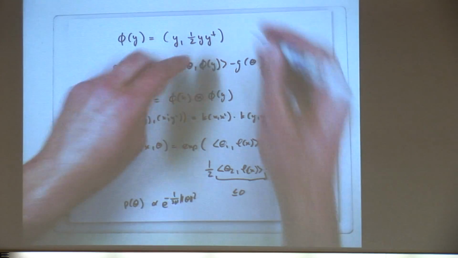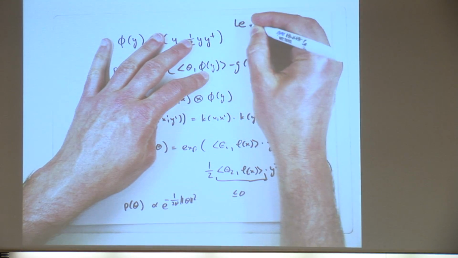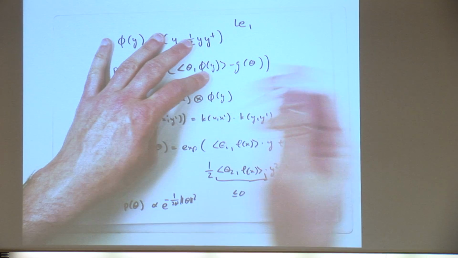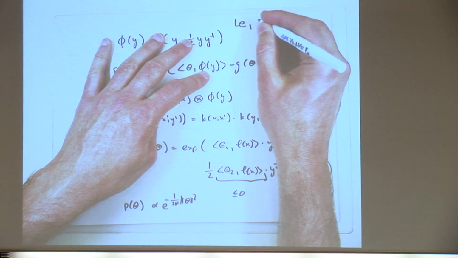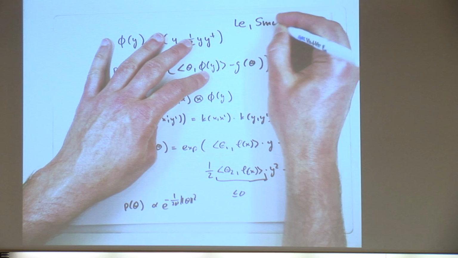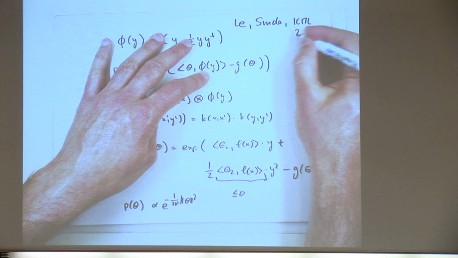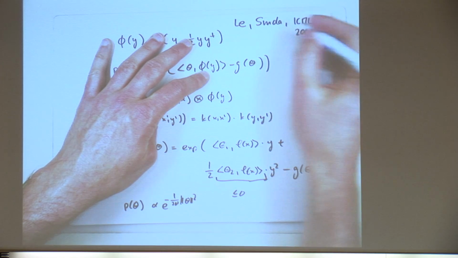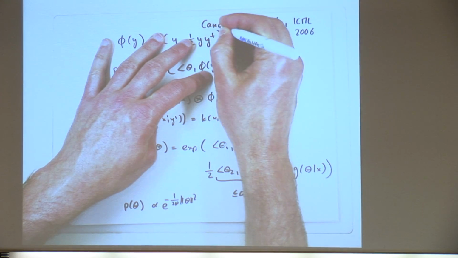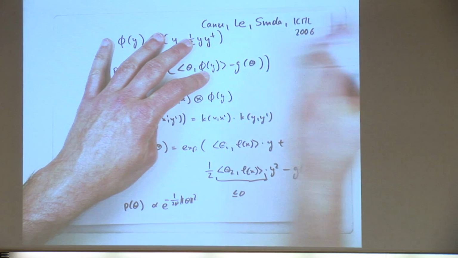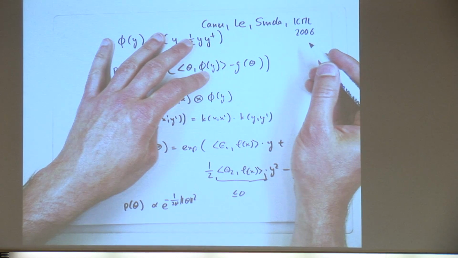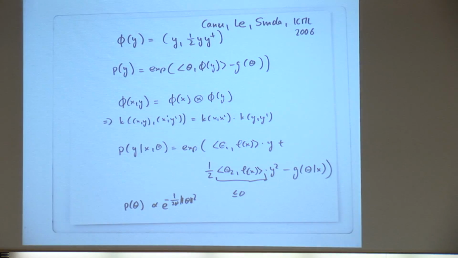It's a paper by Quoc Le, and I forgot who else was on the paper. ICML, I think. Yes, Stefan Canu, Le and Smola, or some permutation, ICML 2006. So before you try something complicated, variational and non-convex, at least give that a go.